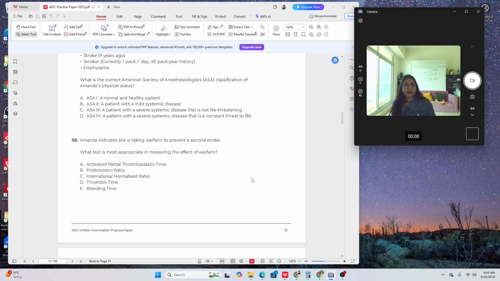A normal INR should be 1 or less than that in a normal healthy patient. If a patient is taking warfarin, then between 2 to 4 is considered okay. It's not abnormal. In a normal patient, if it's between 2 to 4, then you have to find out why it is like this. There must be some underlying cause. But in a patient who is taking warfarin, between 2 and 4 is considered normal for the INR.